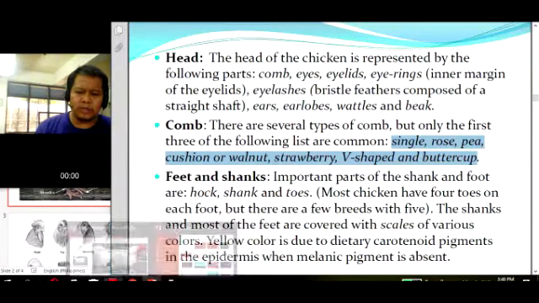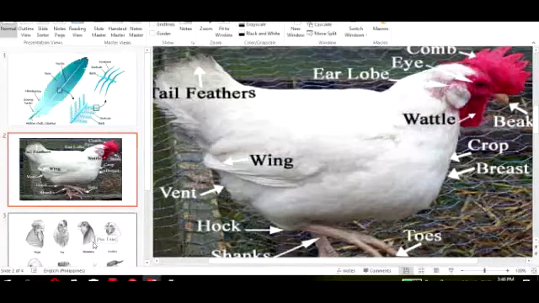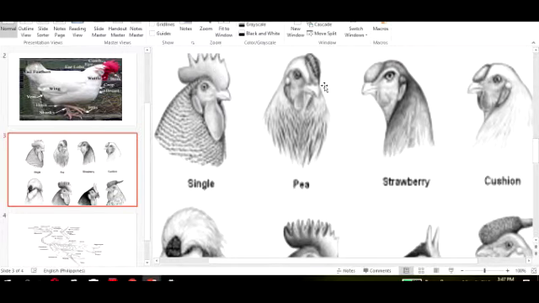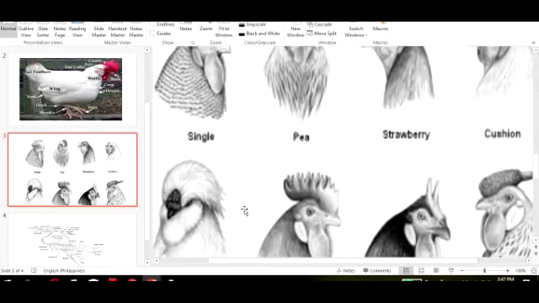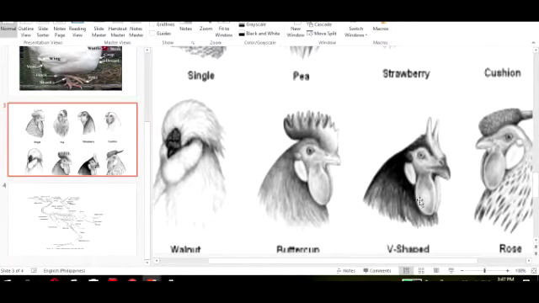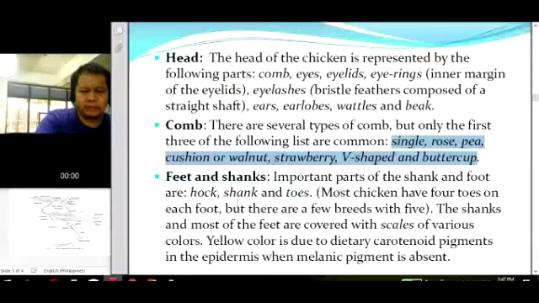If you are to look at these different types of combs, try to look at this so you can be familiarized. We have the single comb. Look at that, the most common one we have been seeing in our neighborhood, and even in our farms and our backyard. These are the pea. Usually the pea is somewhat the same as what we call the round head. We have the strawberry, the cushion, and the walnut, then we have the buttercup, the V shape, and the rose type of comb. So there you have it.